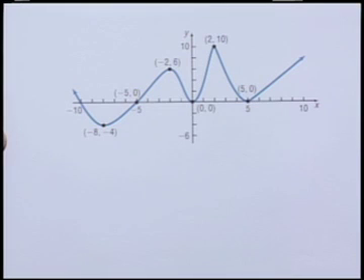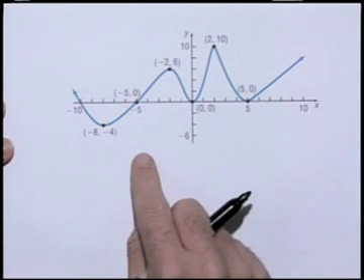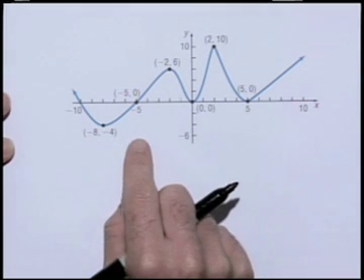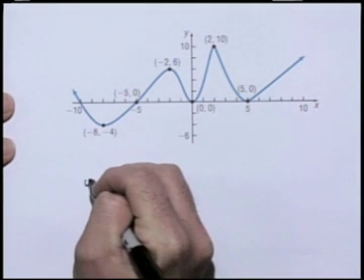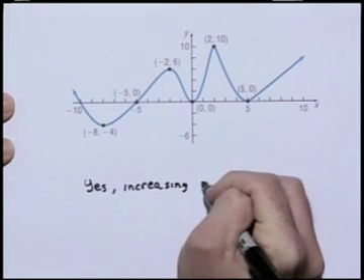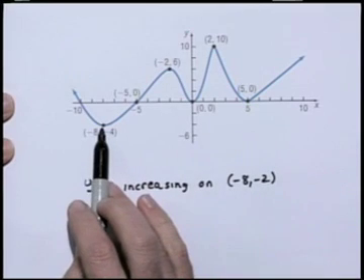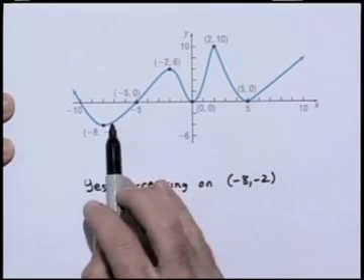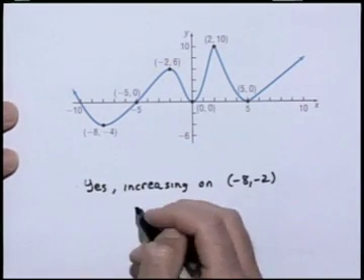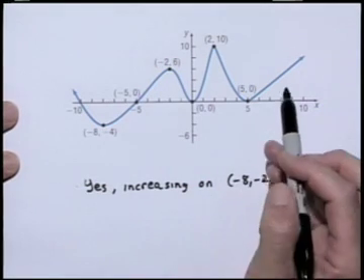I'm showing you the graph of a function y equals f of x. And what we first want to do is determine whether the function f is increasing on the interval -8, -2. The answer is that yes, it is increasing on -8, -2, because as we look at the graph between x is -8 and x is -2, as x increases, so does y.